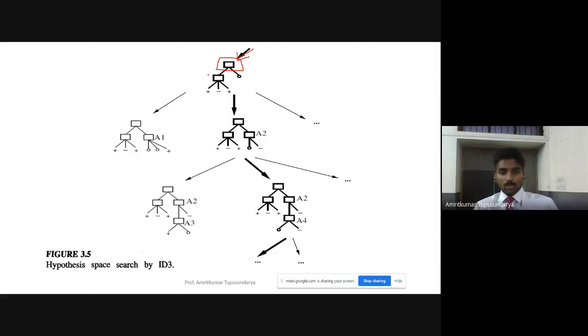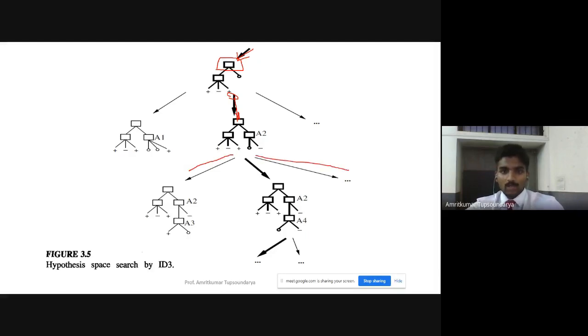And entropy, I already told you the formula for that: minus p positive log to the base 2 p positive, minus p negative log to the base 2 p negative. That is the proportion of all the positive examples plus the proportion of all the negative examples. That's how we get the entropy, and using the entropy we get the information gain, and information gain will help us select the next best attribute. Depending on the next best attribute, we proceed ahead to a particular branch of the tree, and this process is done repeatedly.